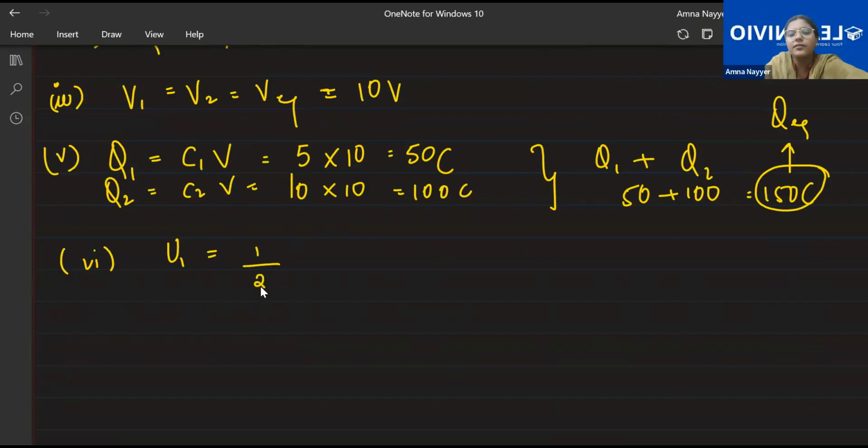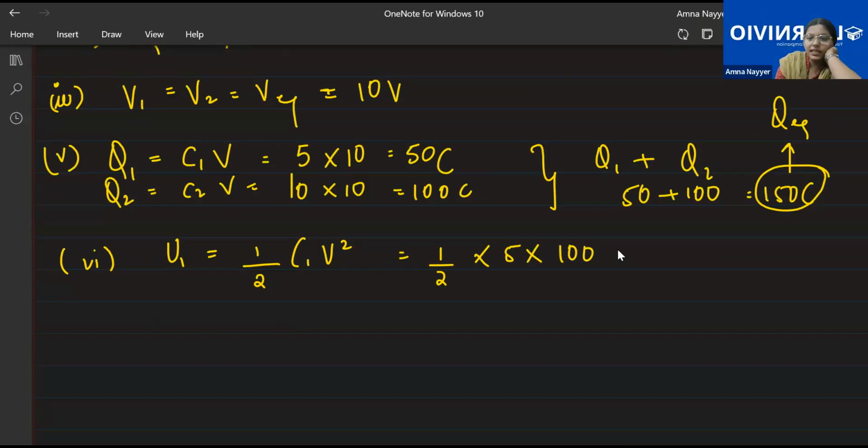Half CV square. C will be C1. Okay, C1V square, this will be half. C1 is 5, V is 10, so V square becomes 100. Half of 100 is 50, and 50 into 5 is 250 joules.